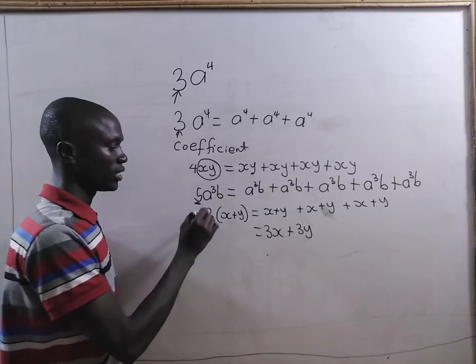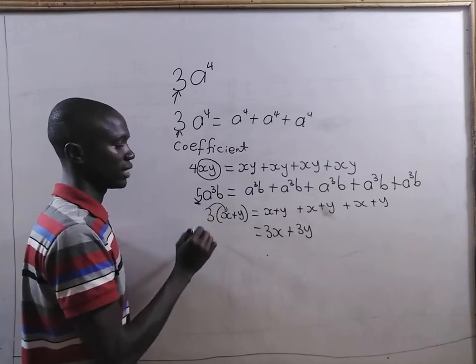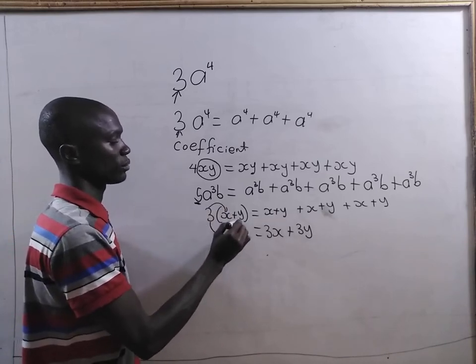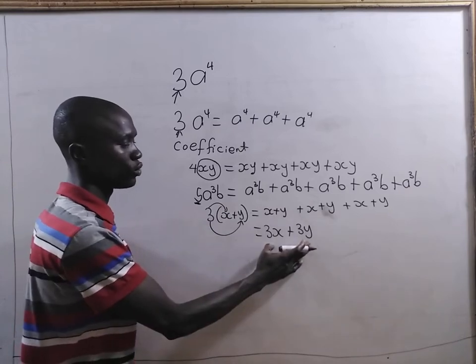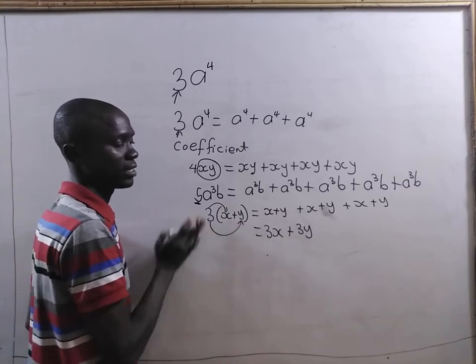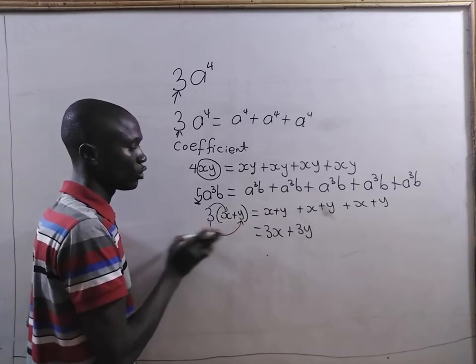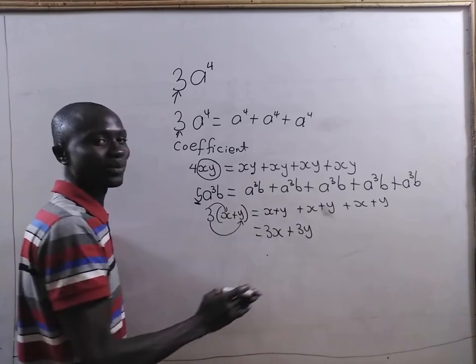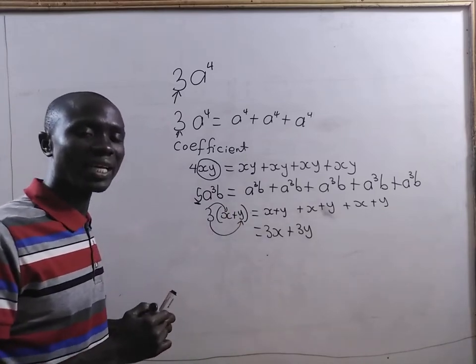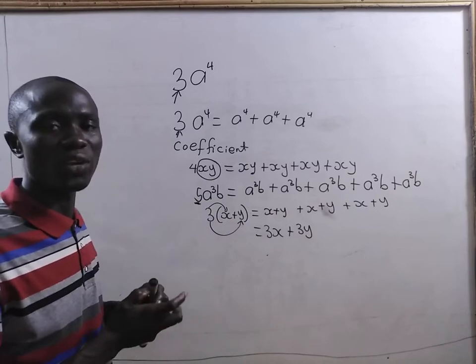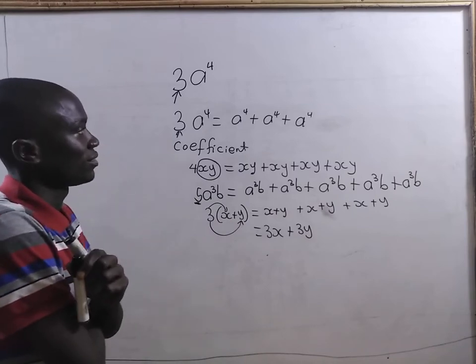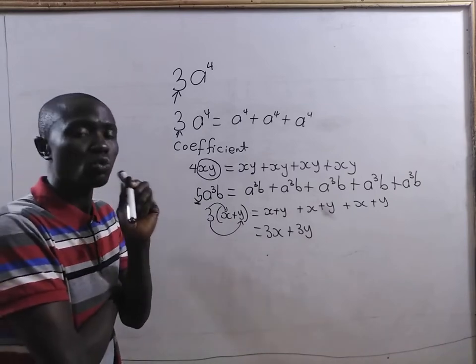That is why we say expand. This will multiply this, and this will multiply this. This is the reason why if we expand this by the distributive property or by multiplication, we still get this one. So understand the coefficient very, very well. That is how the coefficient is.